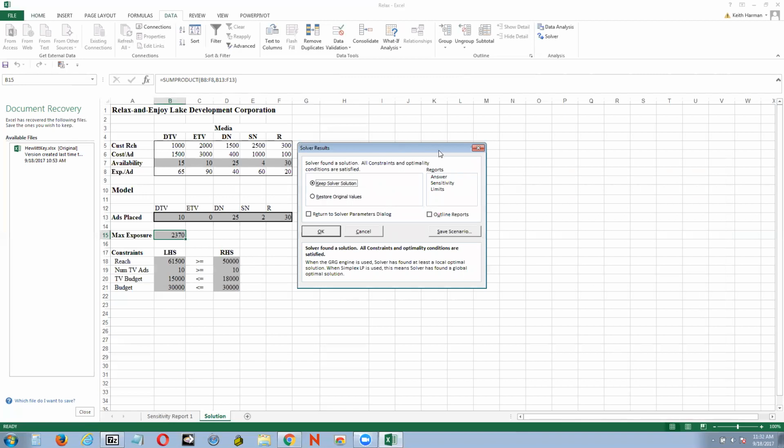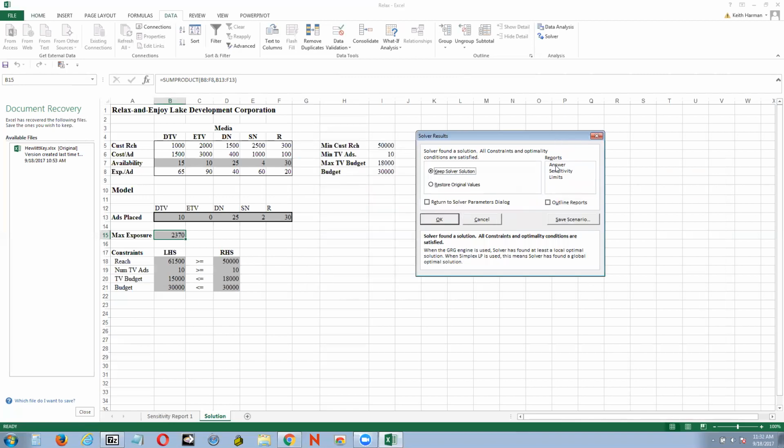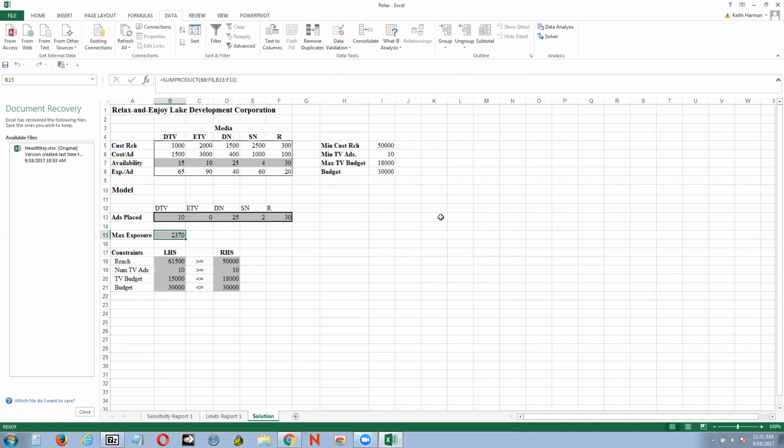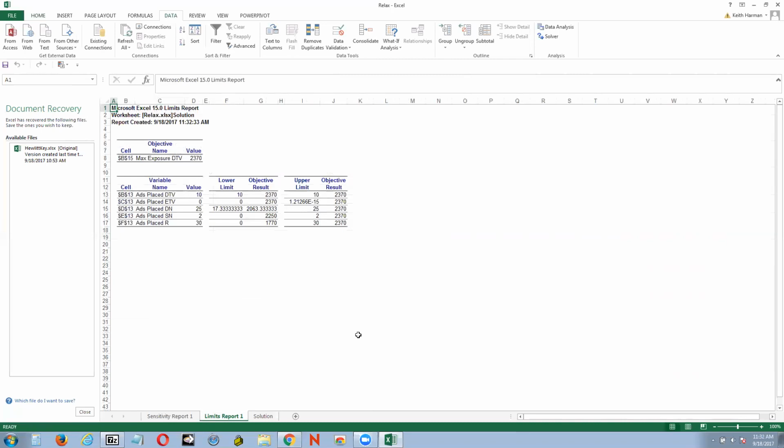And let's look at this for a moment. Once I've run it, I've got 3 kinds of reports I can run: the answer, sensitivity, and the limits. Now we did a sensitivity report, okay? And on this, I might want to try the limits report just to see what I get. And I get limits report number 1. And it tells me my upper and lower limits.